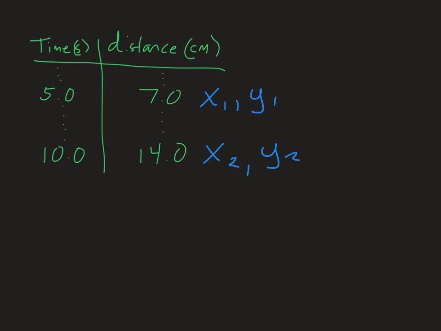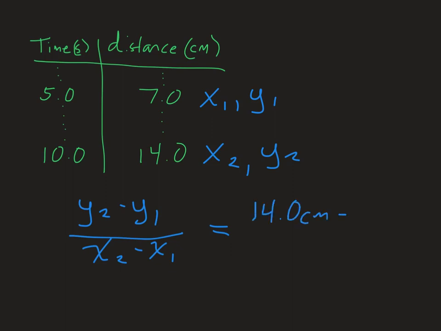So to figure out the slope for this, we're going to use that same formula, y2 minus y1 over x2 minus x1, okay? When I plug that into my calculator, I'm going to take these numbers straight out of my table of values and match them up to where they belong, okay? So y2 is my 14 centimeters, so I'm going to go 14.0 centimeters minus y1, which is 7 centimeters, divided by my x2, which is 10.0 seconds, minus my x1, which is 5.0 seconds.